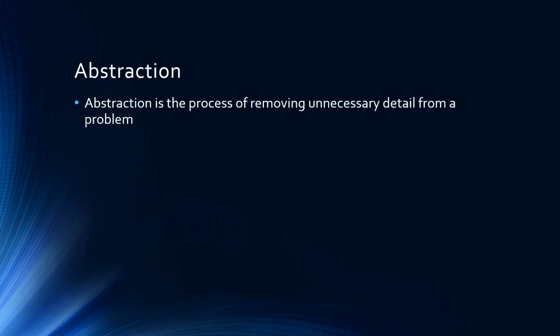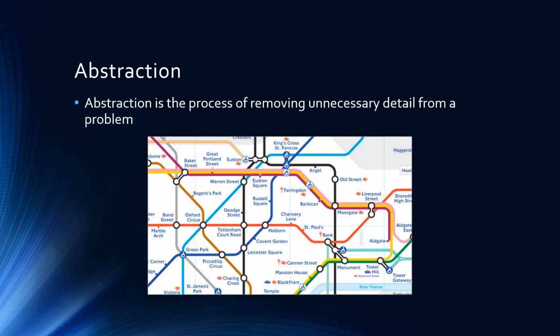In computer science, abstraction is the process of removing unnecessary detail from a problem. The London Tube map provides us with several examples of abstraction. One example is the distances between the stations.